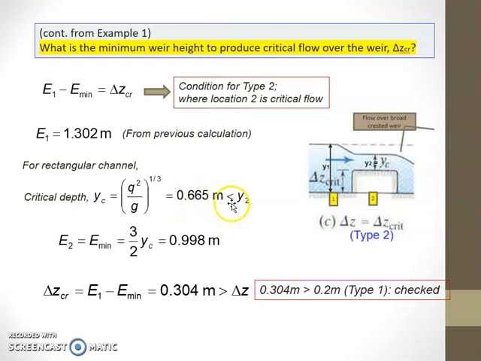Then if you recheck, the previous Y2 is 0.9. So logic lah. Okay? So you can simply calculate your delta Z critical based on 1.302 minus 0.998. Then this is your delta Z critical. And if you recheck, your delta Z critical 0.304 is of course must be higher than your previous weir height in the type 1 condition. Because we know that at weir height 0.2 meter, that will not create critical flow. When you increase delta Z, that will create critical flow.